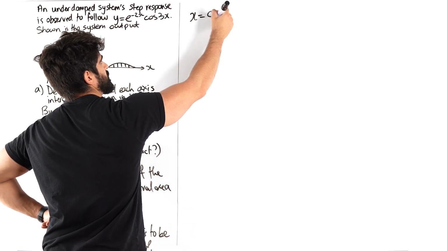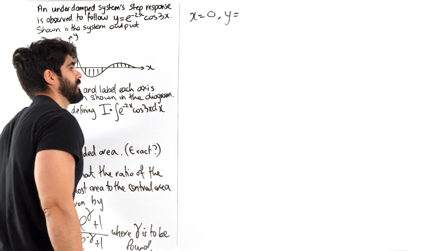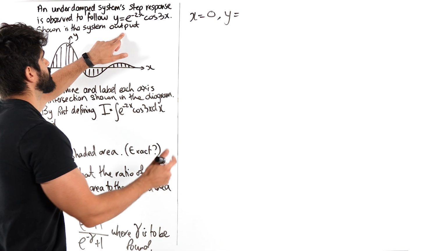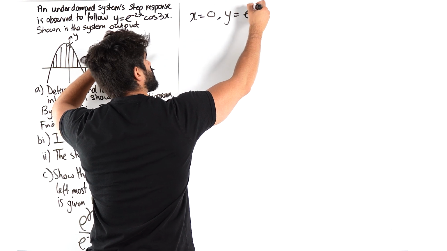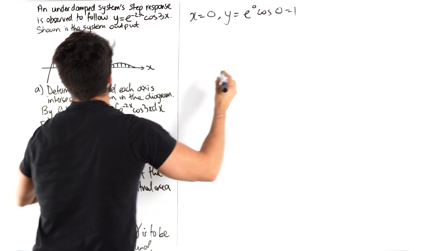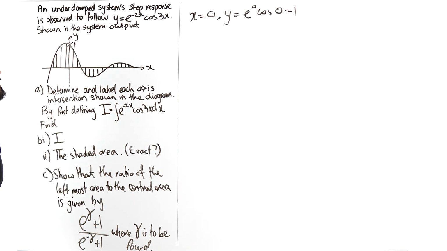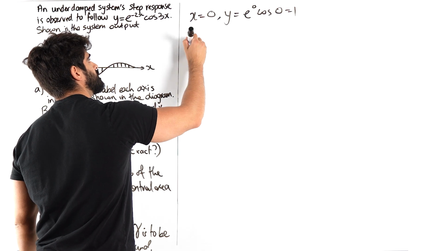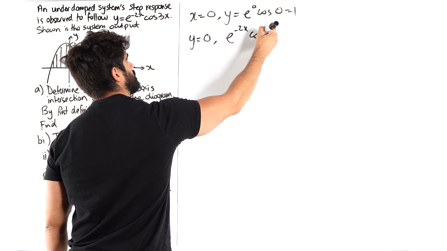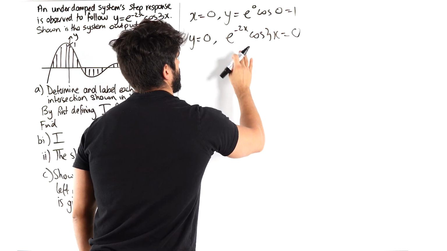I'm going to be rubbing a lot of stuff out, so I'm not going to label A, B, C just yet. So when x is 0, what do we get? E to the power 0 cos 0, which are both 1. Then we need to set y equals 0. Now that can never equal 0.